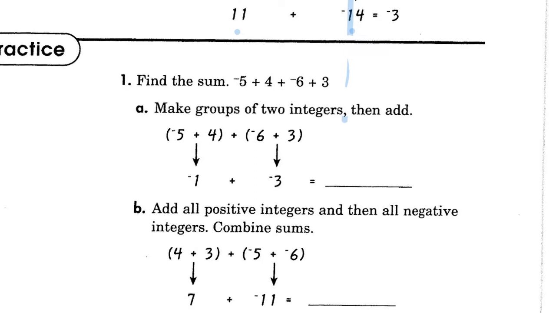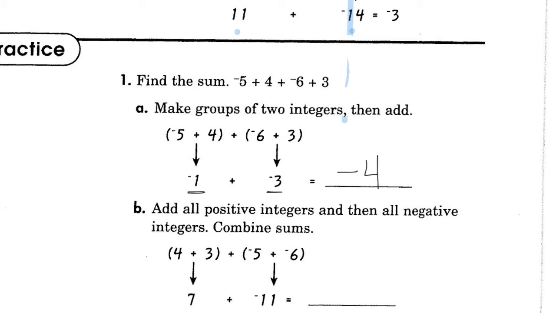It says find the sum of negative 5 plus 4 plus negative 6 plus 3. It says make groups of two integers, then add. So they grouped the negative 5 and the 4 and got a negative 1. They grouped the negative 6 and 3 and got negative 3. Now when I take negative 1 plus negative 3, I end up with negative 4.